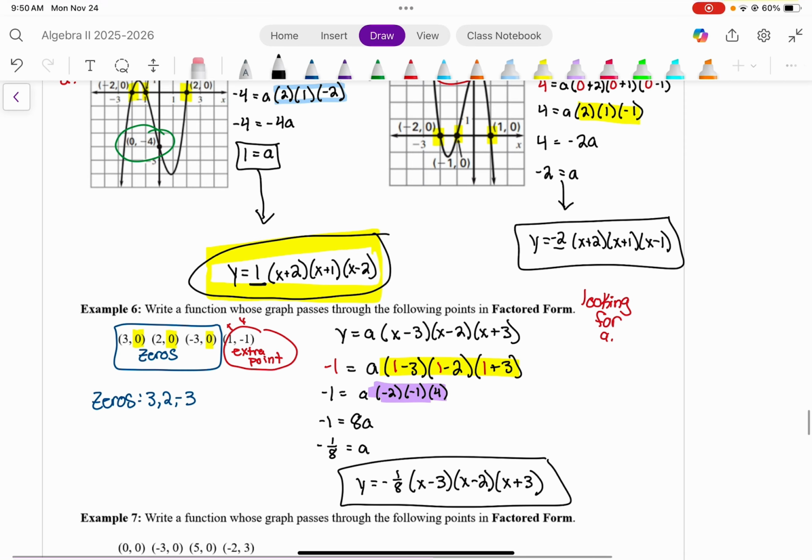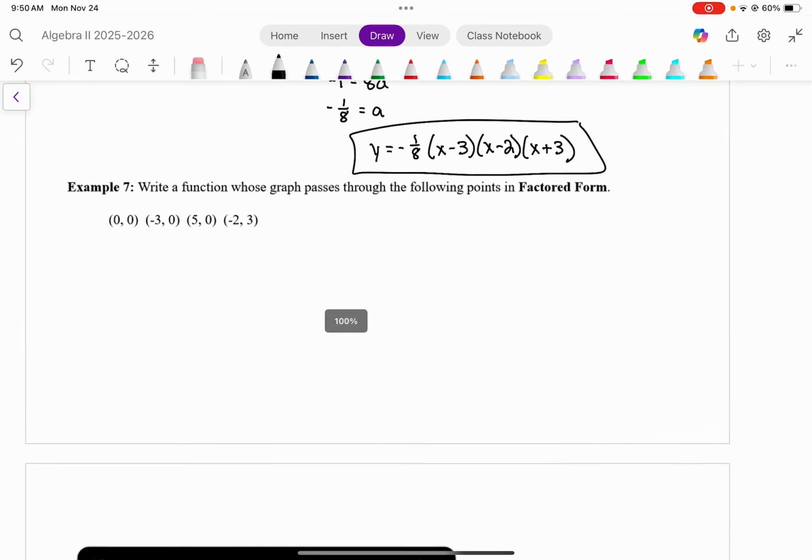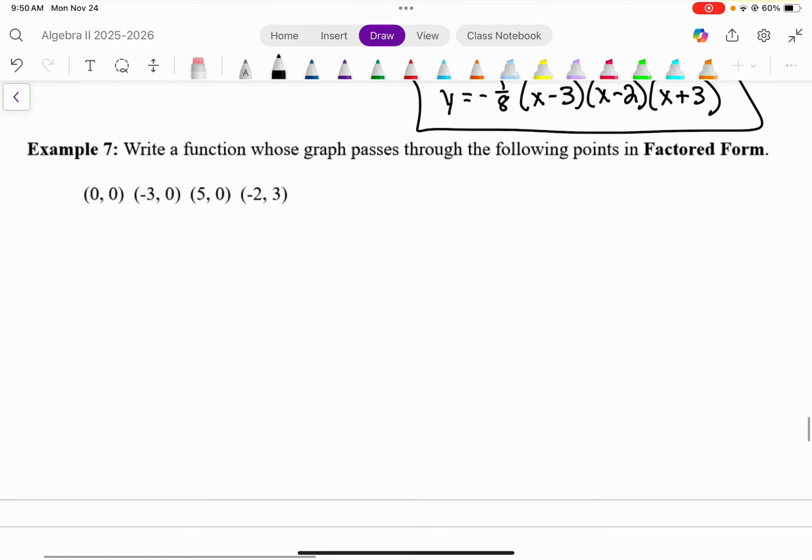Very similar to the last ones, just not a picture of a graph. You are just getting the list of coordinate points. So again, I would like you to try this next one on your own, and then you can jump ahead to the end to see if you got it correct.